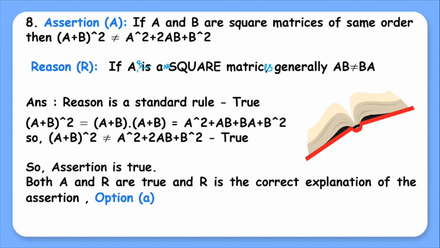Generally AB need not be equal to BA. So the reason is a standard rule. It is true. Then (A plus B) the whole square, just multiply it: A into A is A square, A into B is AB, B into A is BA. So AB and BA are not the same, so you cannot combine and write it as 2AB. So it is not equal. So the assertion is also true. Both are explaining the same matter, where AB is not equal to BA. So R is the correct explanation of assertion A. So we go for option A.